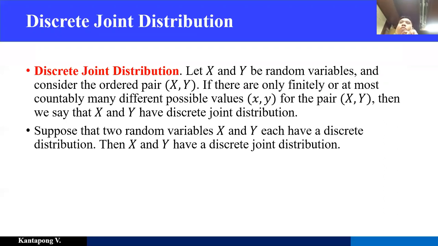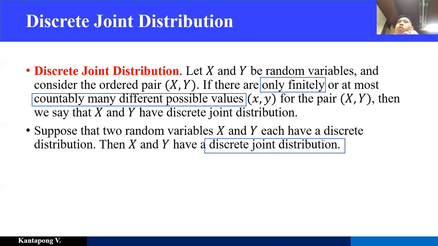Let X and Y be random variables and consider this ordered pair. The definition is very similar to the one variable case. If there are only finitely or countably many possible values, then we say that it is a discrete joint distribution. Suppose that the two random variables X and Y are discrete.